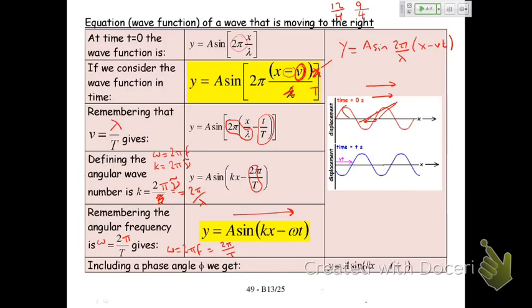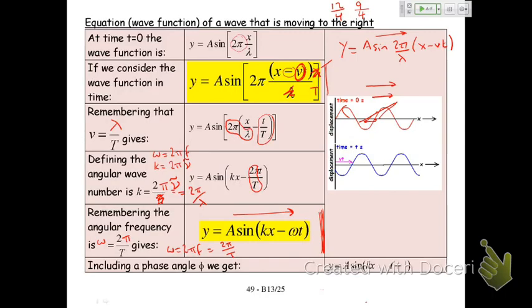y equals A sine of 2 pi over lambda times (x minus vt) for a wave traveling to the right. You need to know those equations. I tend to ask this one more than that one, but that's not a guarantee. I'm just trying to emphasize, I don't want you to blow off the omega and the k version, because that's weird stuff. We actually use it more than the other one, even though it's a little uncomfortable.